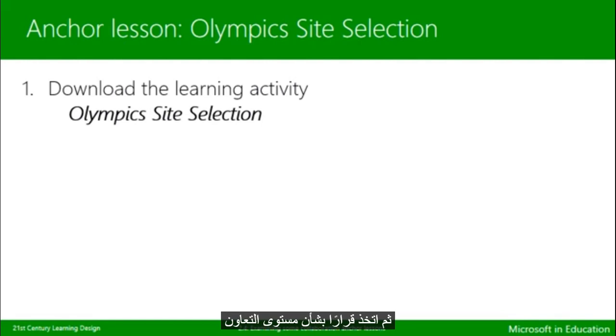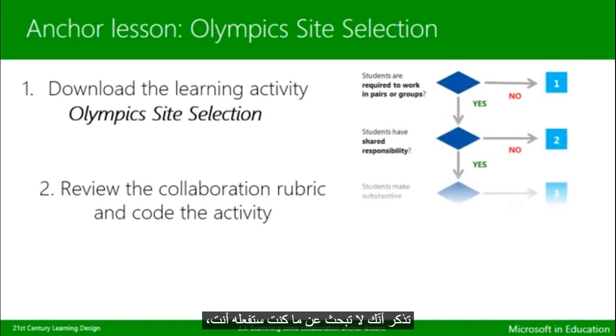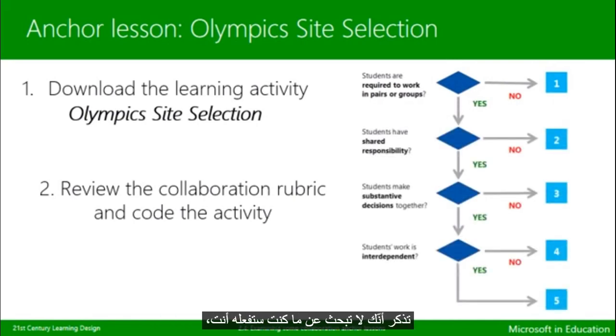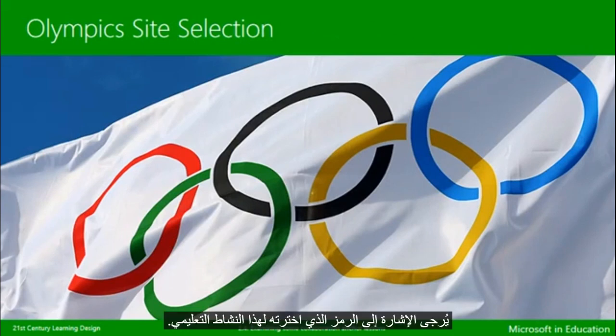Then make a decision about the level of collaboration that you find in this learning activity. In deciding how to code it, you need to be able to point to evidence in order to justify this code. Remember, you are not looking for what you think you might do. Instead, you are looking for evidence to support the code you are going to give this learning activity. Having examined Olympic site selection, please indicate the code you assigned this learning activity.